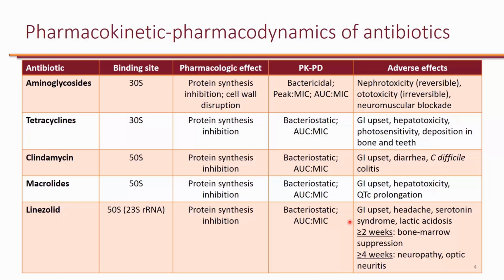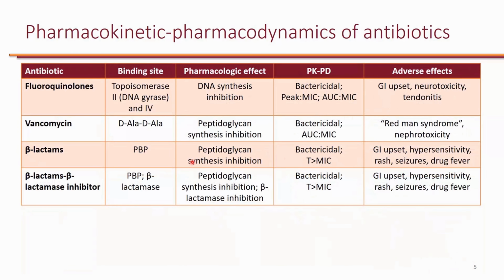And within the first 2 weeks, you can also experience lactic acidosis. Now, beyond 2 weeks, patients may also experience bone marrow suppression. So this could be a drop in white blood cells, so neutropenia. It can lead to drop in red blood cells, so anemia can happen beyond 2 weeks. Now, beyond 4 weeks, that's when neuropathy can happen, and rarely optic neuritis.